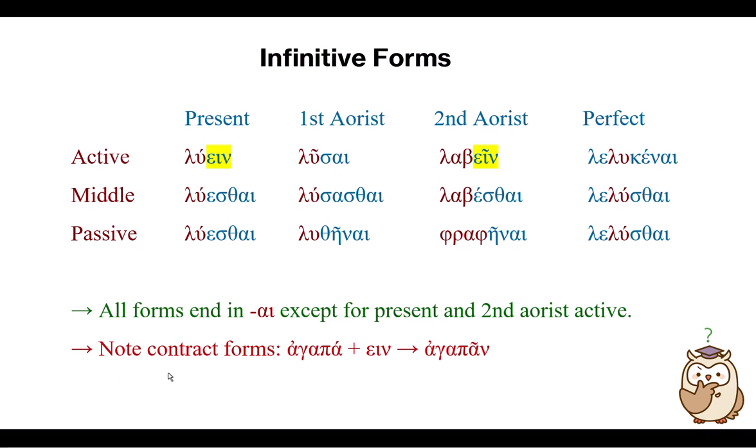Note also that contract forms will sometimes change those vowels. So for example, we have the stem agapa for agapao. We put that together with the epsilon iota nu ending, and we get agapan. The alpha contracts with epsilon iota to just give an alpha with a circumflex. So this is the infinitive here. Agapan is the present active infinitive for agapao, to love.